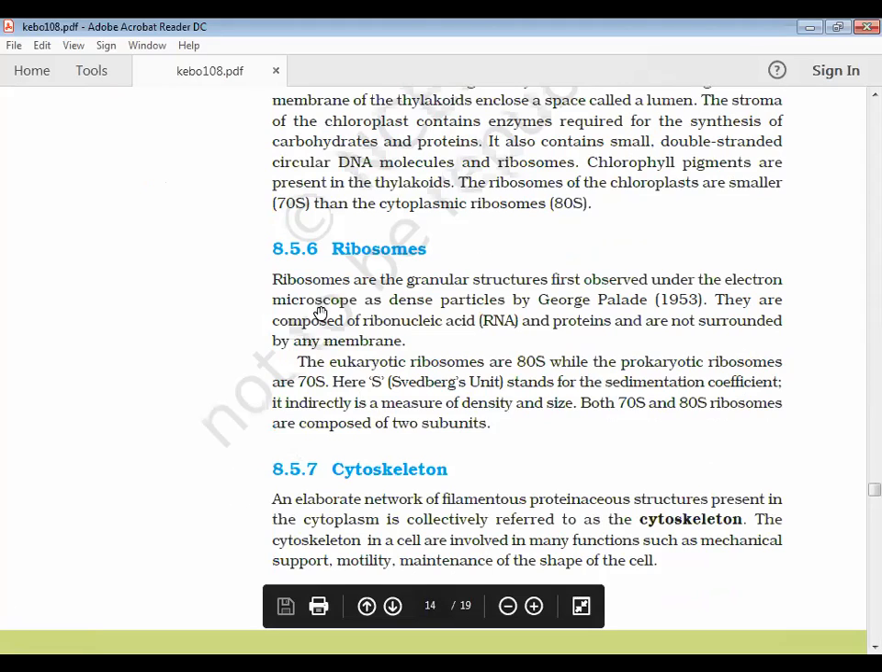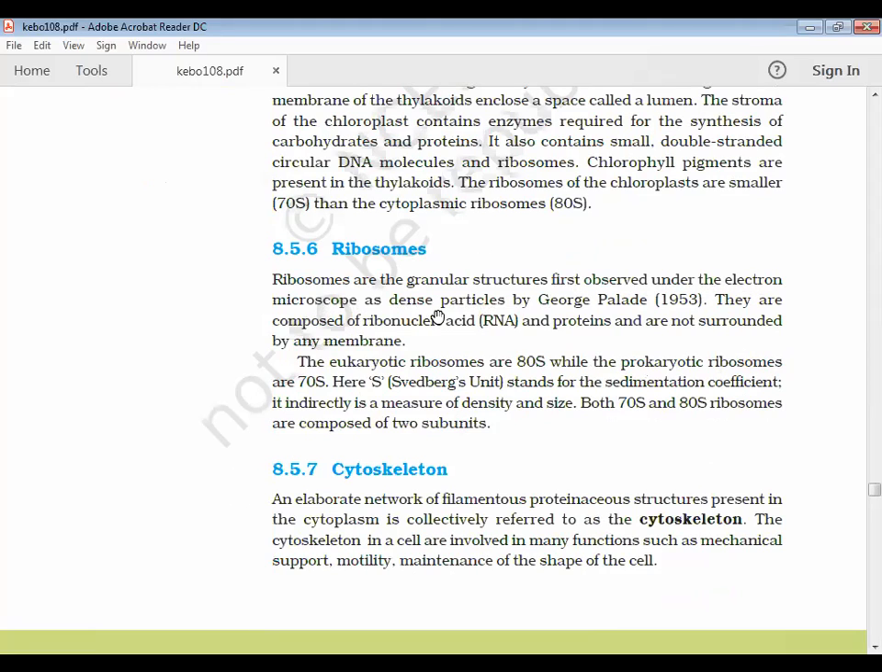Moving on, ribosomes. Ribosomes are the granular structures first observed under the electron microscope as dense particles by George Palade in 1953. They are composed of ribonucleic acid, RNA, and proteins, and are not surrounded by any membrane.